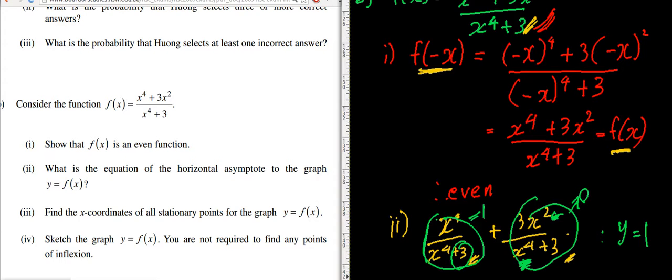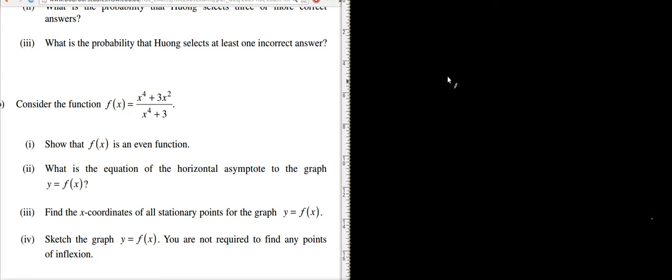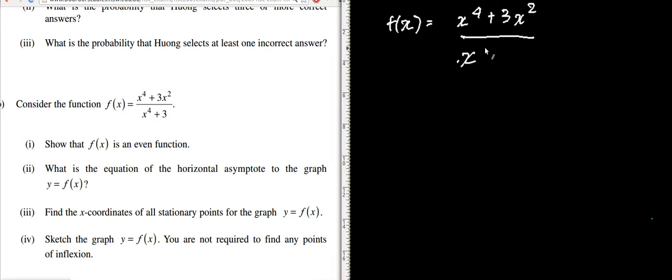Okay, part C. So part C is asking me to find the stationary points of that function. So rewriting it again, I have x to the 4 plus 3x squared all on x to the 4 plus 3, right? It's asking me to find the stationary points of this problem. Okay, so any stationary point question, what do you do? You differentiate, right?